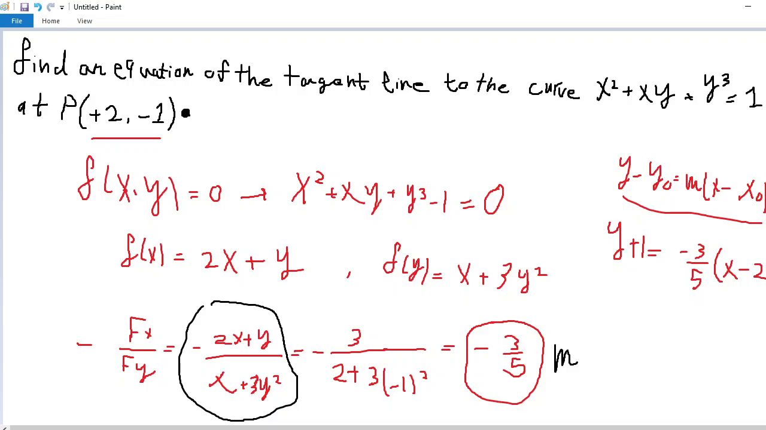You can make it much easier if you multiply the negative 3 over 5 here with the negative 2, and if you move the plus 1 to the right side, you can find the solution. But in general, this is the final solution for this question.